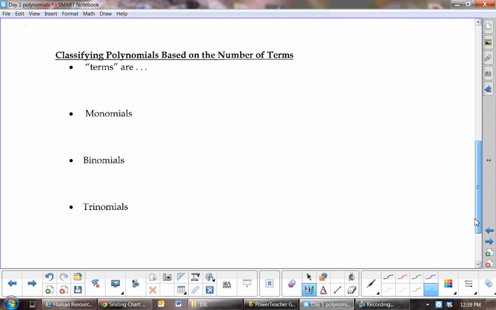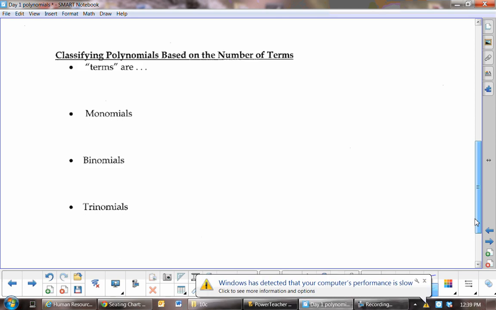Okay? So classifying polynomials. Now, let's talk about a term. How do I know if there's like 5 terms, or like when you look at a sentence, how do you know that there's 5 words in a sentence? Spaces.